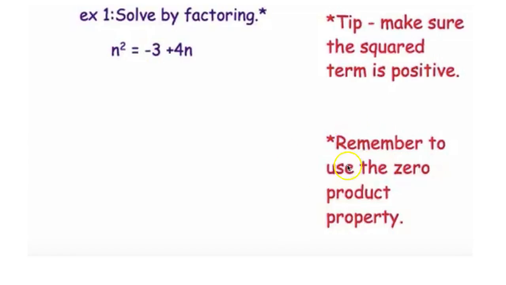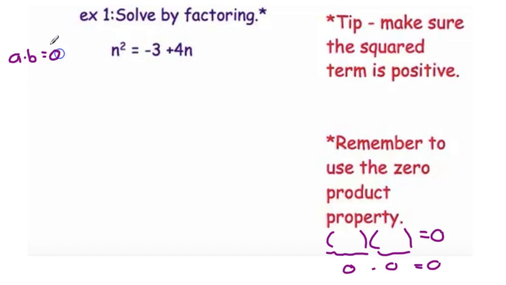Next tip, remember to use the zero product property. So when we do this, we're going to factor, and we're going to get two binomials, and it's going to equal 0. That means that this side or this side can equal 0. So this can be 0, or that can be 0, because at the end it's going to equal 0. The zero product property says anything times 0 equals 0. Just like A times B will equal 0 if A equals 0 or if B equals 0. So we're going to factor and then set up two binomials and make them equal to 0.